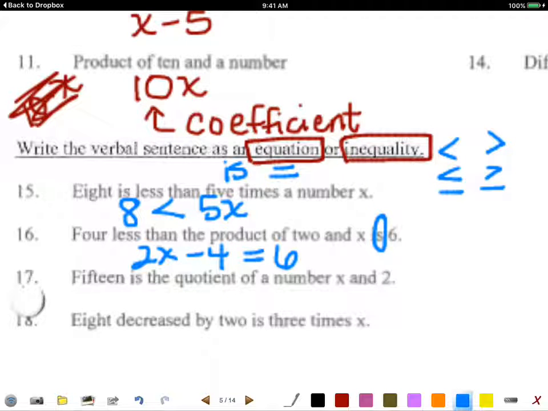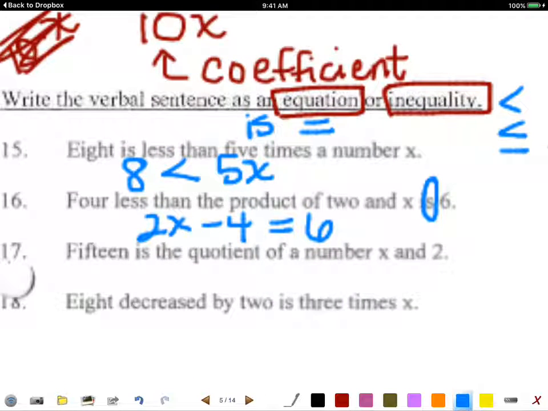Okay, number 17. 15 is the quotient of a number x and 2. 15 is the quotient of a number x and 2. What do you think? Is anybody different? Okay. X divided by 2 equals 15. 15 is equal to the quotient of a number x and 2. Yes. You could write 15 equals x over 2 or x over 2 equals 15. Either way. Very good.